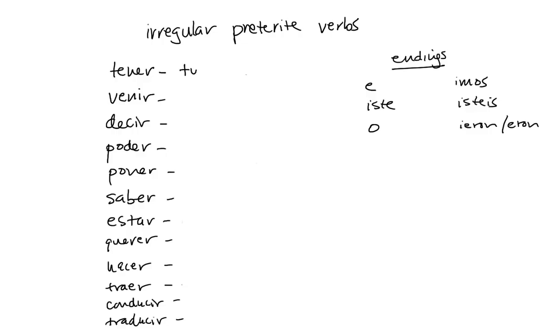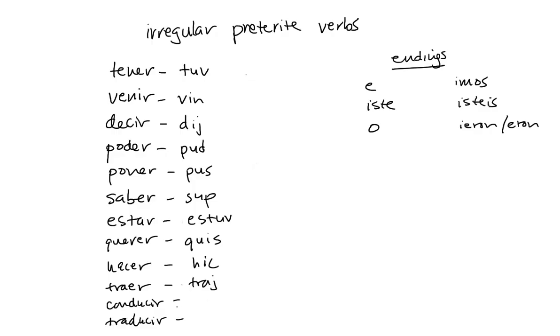Tener, the root is tuv. Venir, to come, vin. Decir, dij. Poder, to be able, is pud. Poner, pus. Saber, sup. Estar, estuv. Querer, quis. Hacer, hic, with an irregularity that we'll talk about in a minute. Traer, traj, traer to bring. Conducir, to drive, conduj. Traducir, also with a j. So we take these irregular roots and then we add these endings.